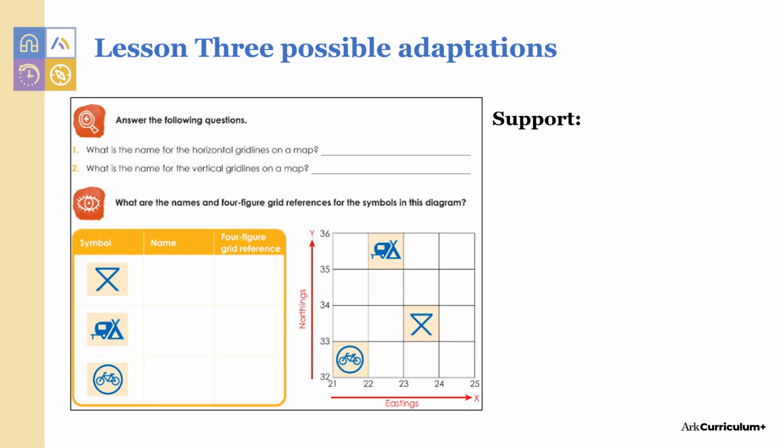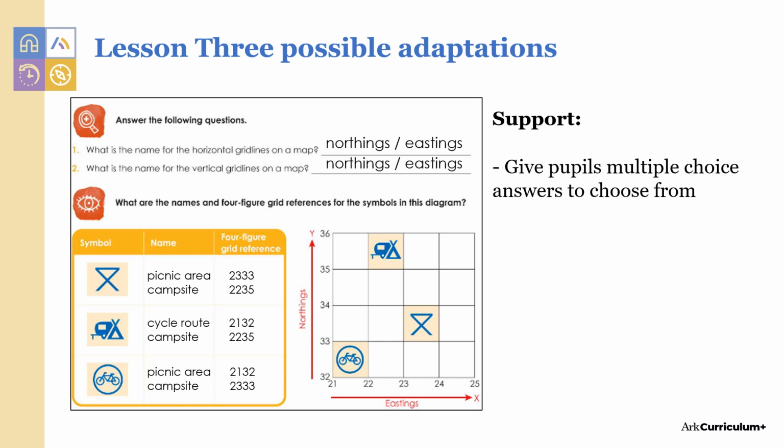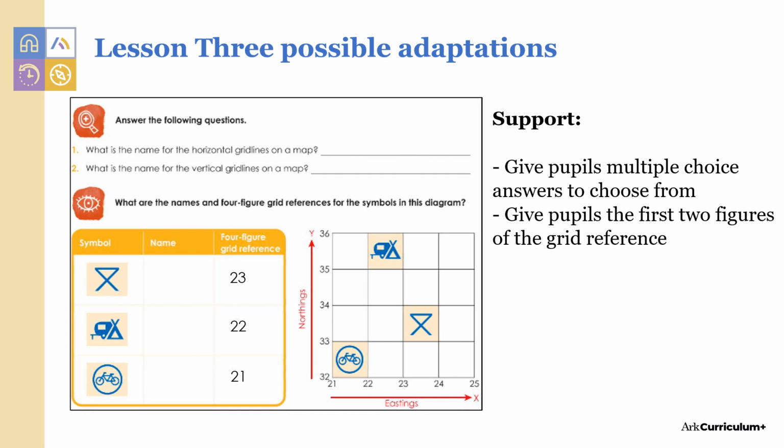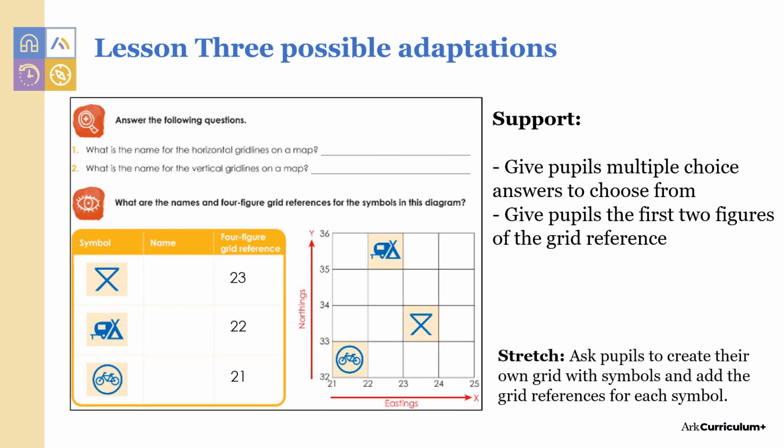For this activity, pupils should answer the questions and investigate the names and grid references for the symbols in the diagram. Support pupils by giving pupils multiple choice answers to choose from. Give pupils the first two figures of the grid reference. And stretch pupils by asking pupils to create their own grid with symbols and add the grid references for each symbol.